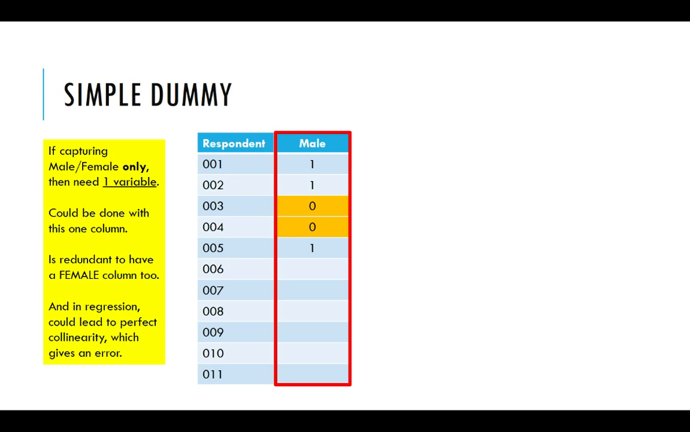Do you agree that I already know who is female here, right? I can see person 3 and person 4 is female. How do I know that? Because male equals 1, and therefore anyone who got a 0 is female. So I have all I need.